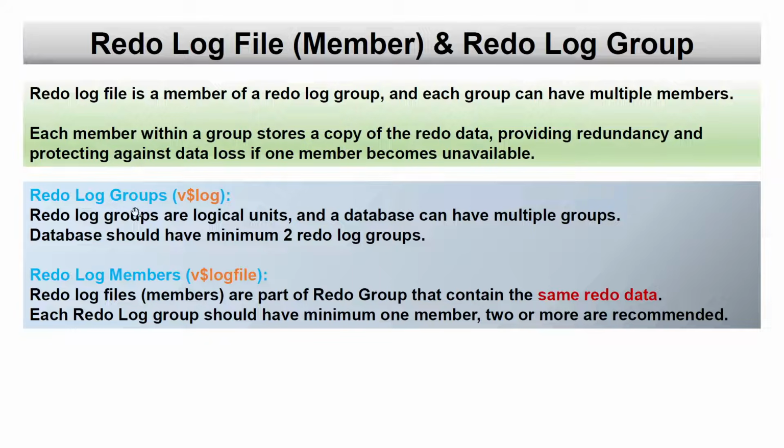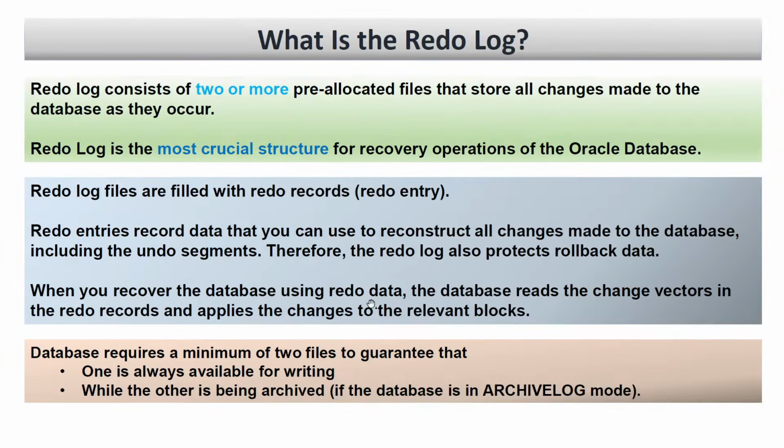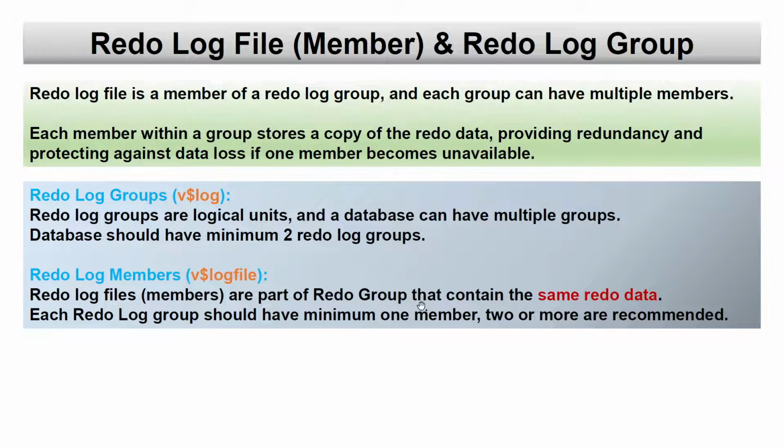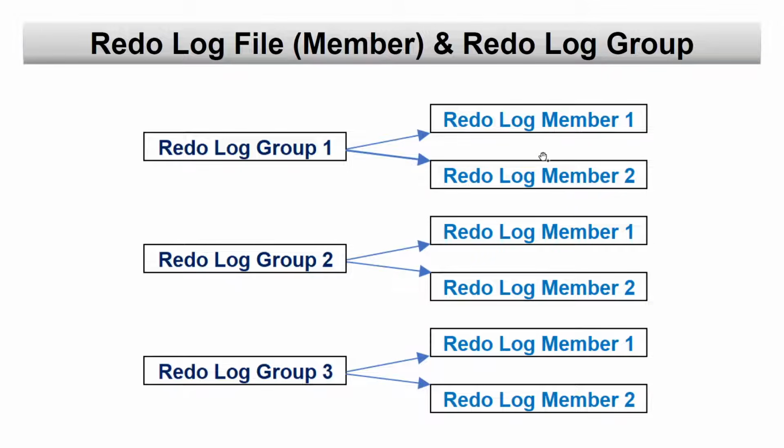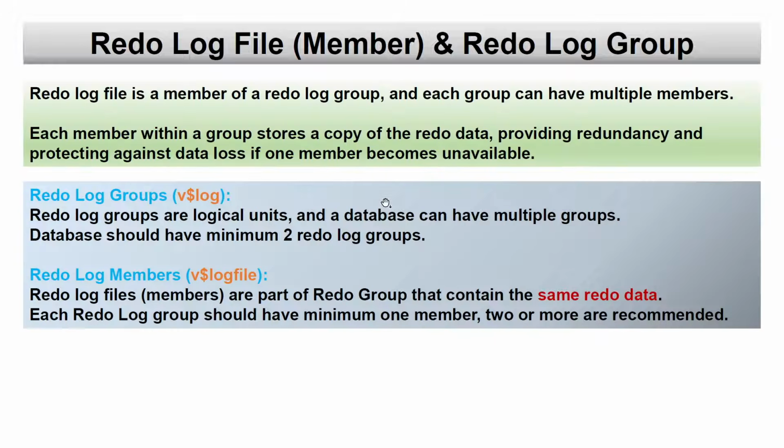Now let's understand redo log groups. Redo log groups are logical units, and a database can have multiple groups. A database should have a minimum of 2 redo log groups. Redo log files are part of a redo log group that contain the same redo data. These members are part of this group and they contain the same data. Remember, this group and that group will have different data. Only the members of the same redo log group will have the same data.